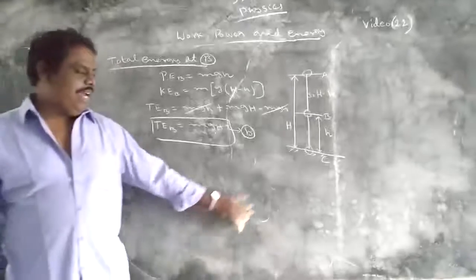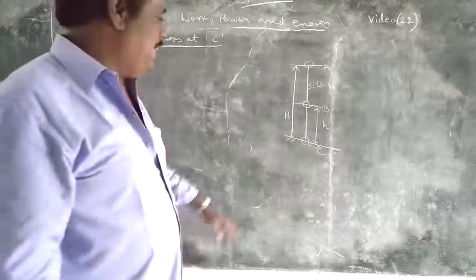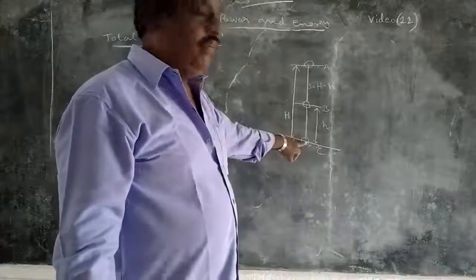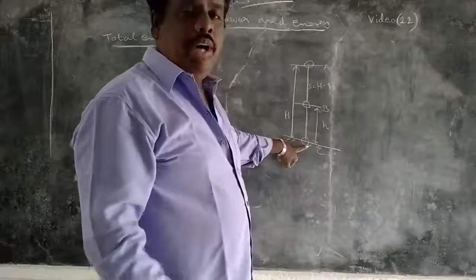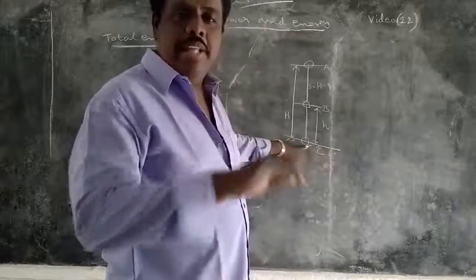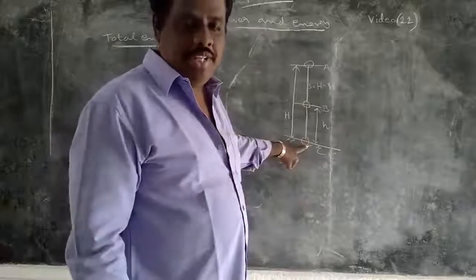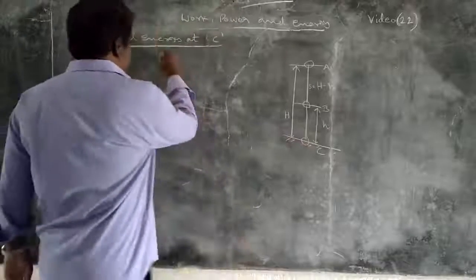Then, next step, at C. How do we calculate the total energy at C? C is here. When the body reaches from A to C, that is, when the body falls on the ground, there will be no height. Height remains 0. That means there is no potential energy. It has only kinetic energy. So let us say potential energy at C.